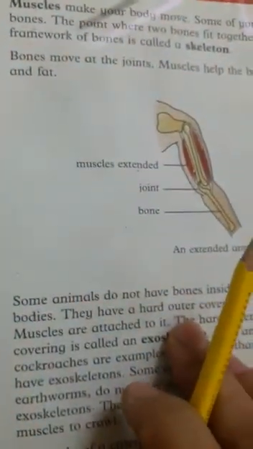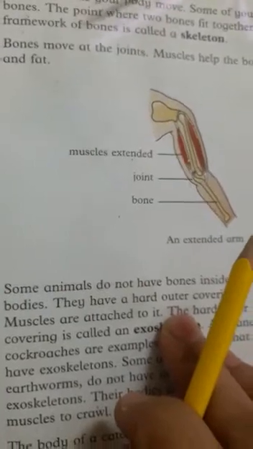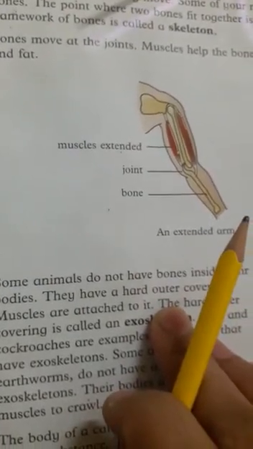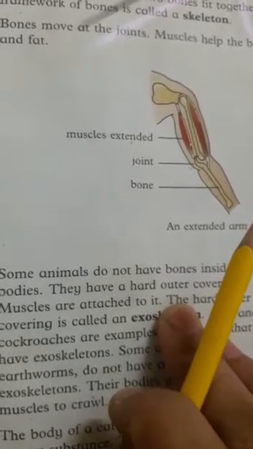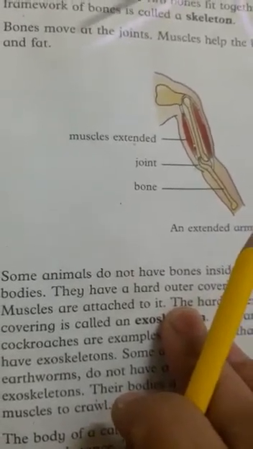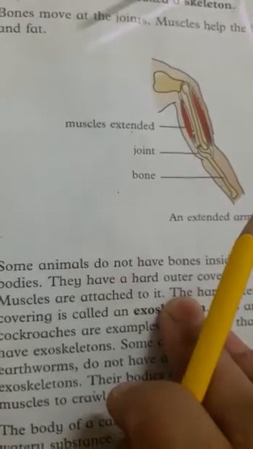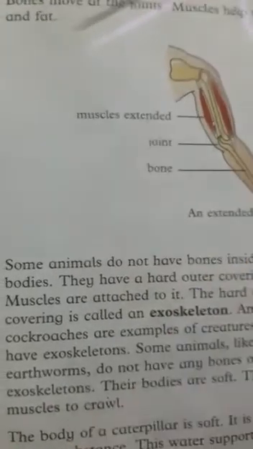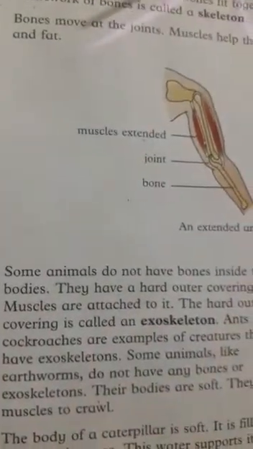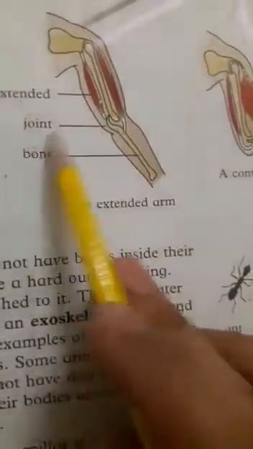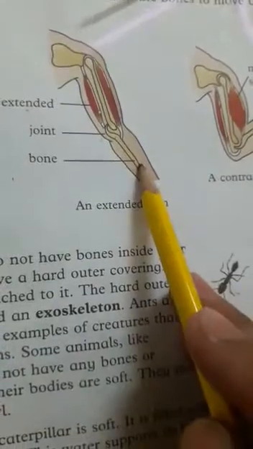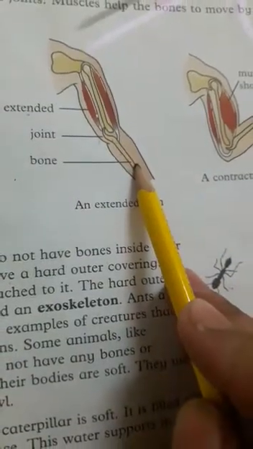Dear students, not all animals have the same kind of skeleton as humans. Insects and some other soft-bodied animals have a hard outer covering called an exoskeleton. Dear students, muscles contract and relax, and this brings about body movement. This is a joint where two bones meet together.